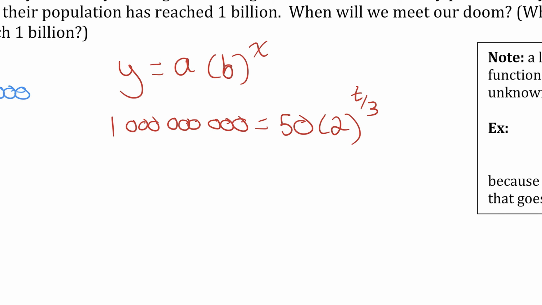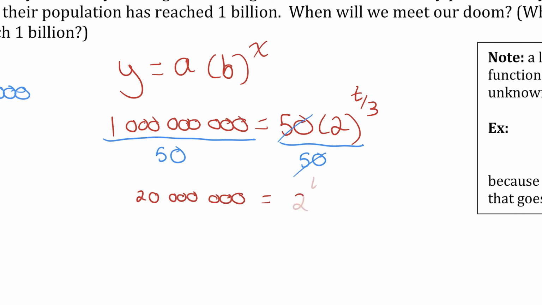I'll divide both sides by 50. On the right, they cancel. That's why I'm choosing to do that. On the left, 1 billion divided by 50 is 20 million. And now I'm wondering, what exponent can I put on 2 to get to 20 million?